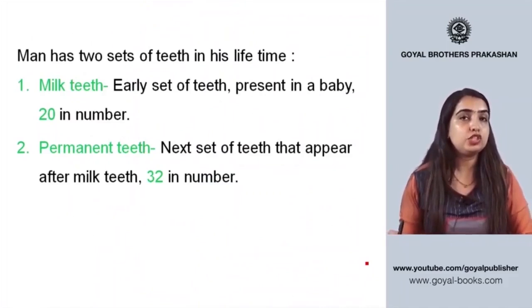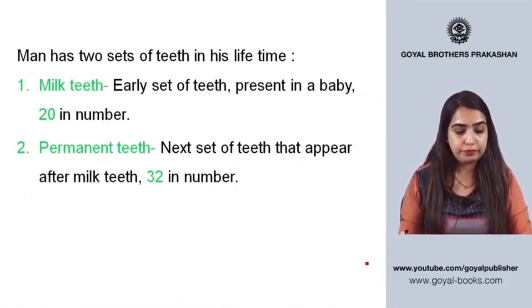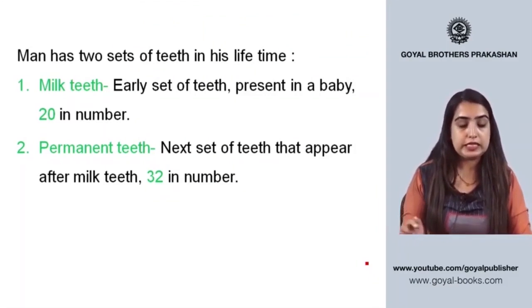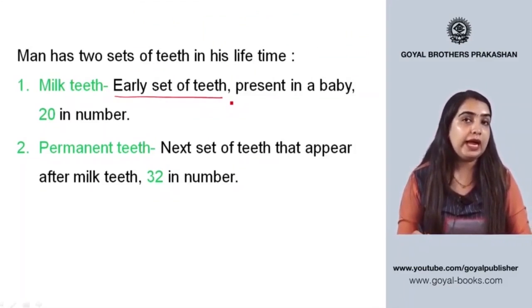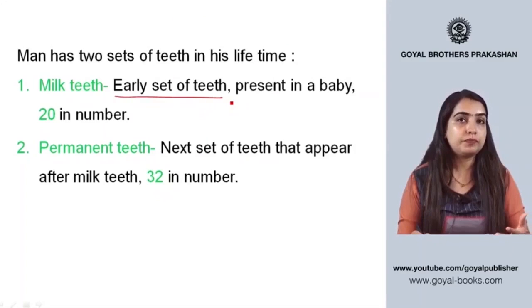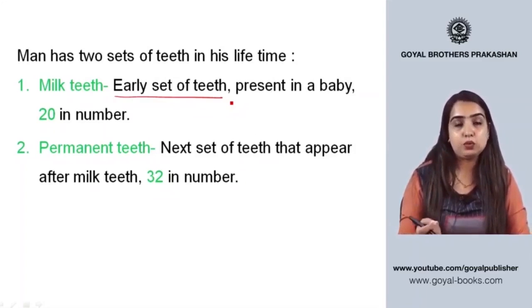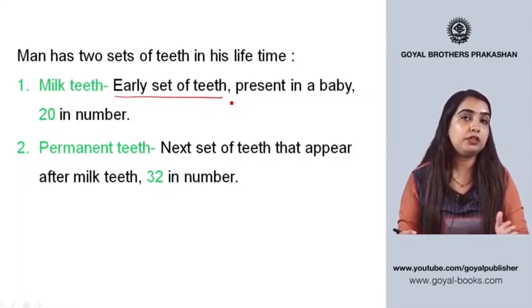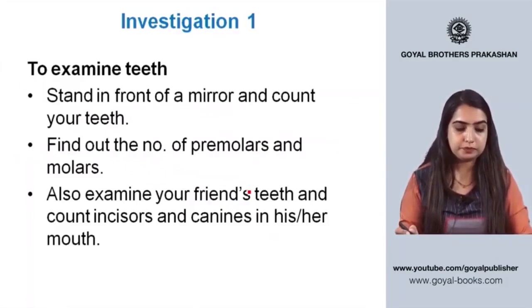Now, a human has two sets of teeth in his life. A human child has milk teeth, that is, the early set of teeth present in a baby, and they are 20 in number. When the child grows, the child starts losing milk teeth, which are then replaced by permanent teeth. They appear after milk teeth and they are 32 in number.